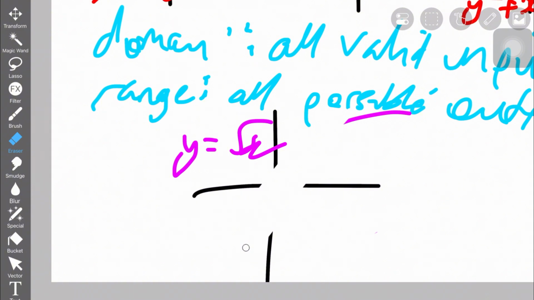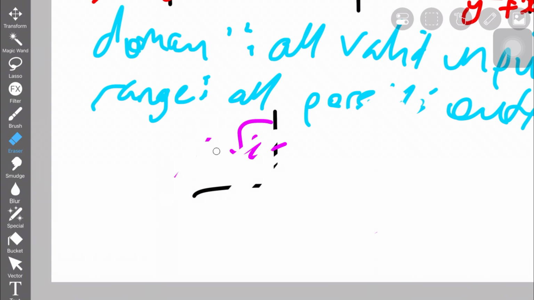All functions are mappings, but not all mappings are functions. I finally said it right, okay? Not all fingers are thumbs, but all thumbs are fingers, okay? For something to be a function, it's necessary that it must be a mapping.